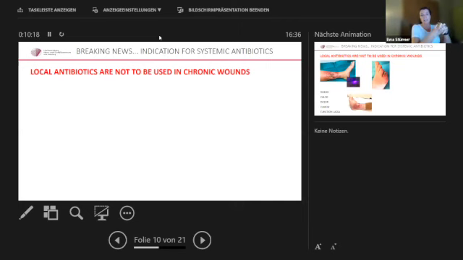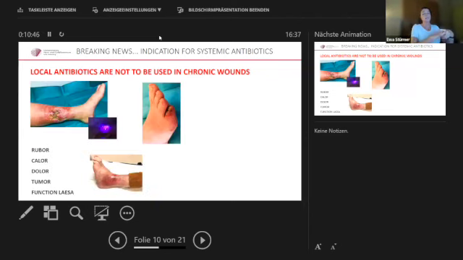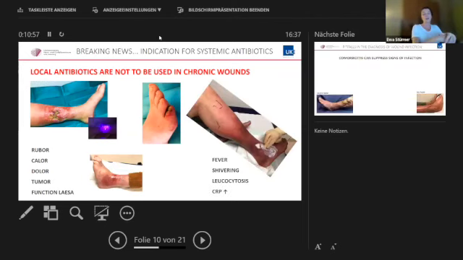An indication that is very clear for using antibiotics is a systemic infection. But on the other hand, it's also clear that we do not talk about local antibiotics. We should only use systemic antibiotics in wound infection. Local antibiotics may be a good thing for dermatological illnesses, but not in chronic wounds. So it's not real breaking news, but I use this wording because it's an old thing. We all knew that very well. If we have signs of a systemic infection, this is the indication for prescribing antibiotics, but no other things should be a part of this.